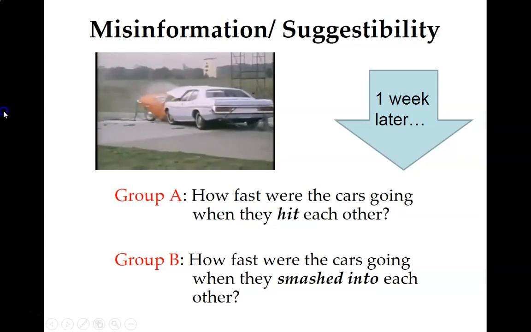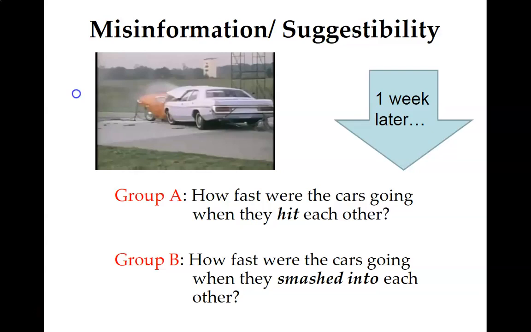Okay, you were witness to a car crash. Okay, if you were watching the screen, you saw 2 cars in a head-on collision. So, if I were to ask you 1 week later, and this is what misinformation and suggestibility is, and think how mass media uses this, how social media definitely uses this. Group A, 1 week later: How fast were the cars going when they hit each other? Group B: how fast were the cars going when they smashed into each other?